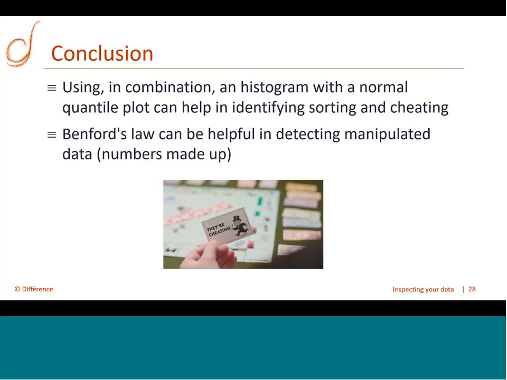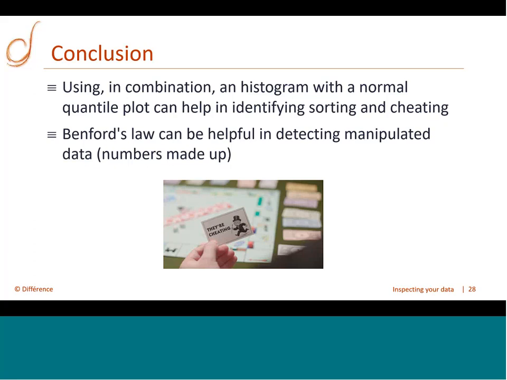So the conclusion, I think, is that if you use a histogram in combination with a normal quantile plot, both together are really useful in identifying strange stuff like potential sorting and cheating. And you saw that in my examples. To identify that, it's even better if we can add the specs on the histogram and the normal quantile plot.